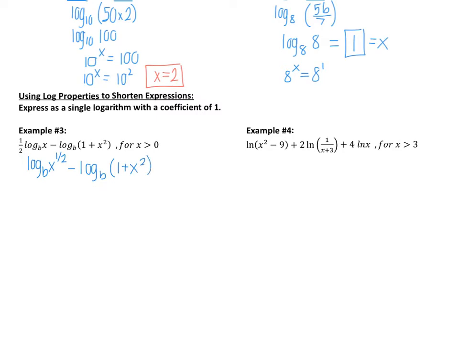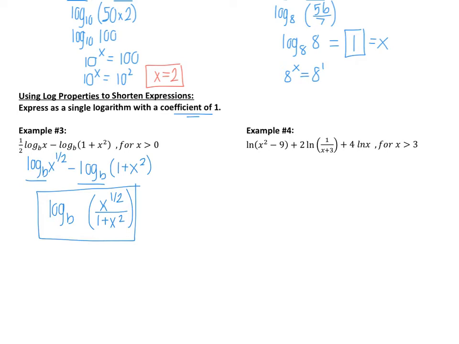And now we have the coefficient of 1, right? That's nice. I have logs that are being subtracted. Since I have these like logs, I'm going to put that log here. I am subtracting, so that means I'm going to divide my arguments. And you are good just to leave your answer like that. You have simplified the log with a coefficient of 1.